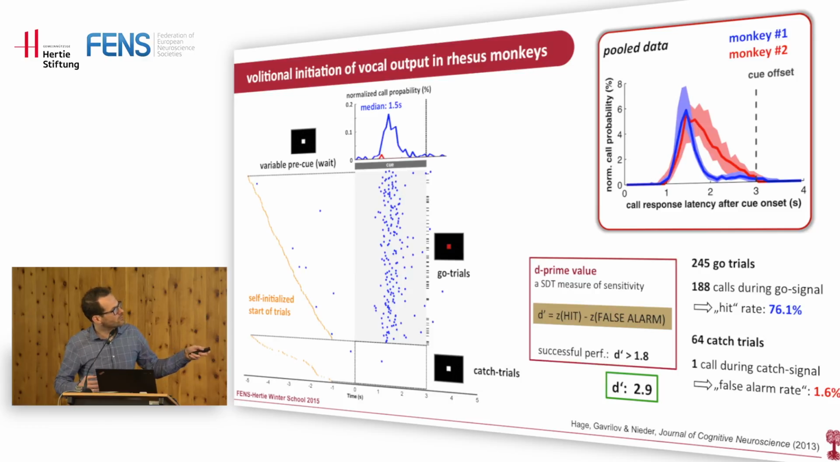There are slight differences, but the median call latency is around 1.5, 1.6 seconds in both animals. Also important to say is that the D prime value is in both animals well above detection threshold in all the cases. So they're really able to do this.